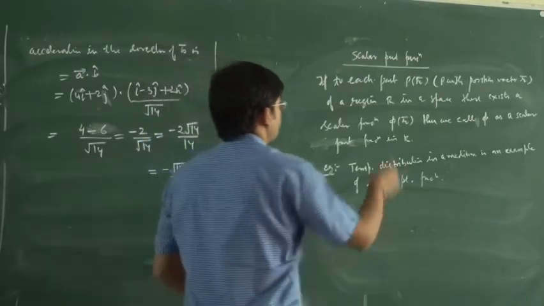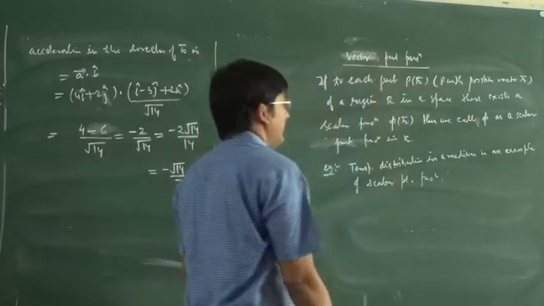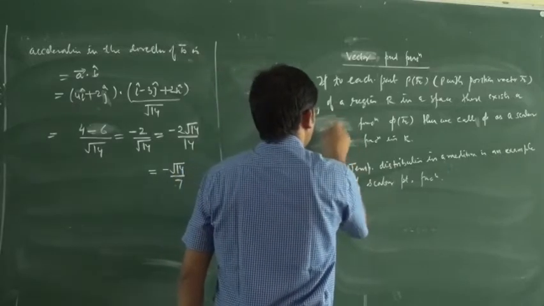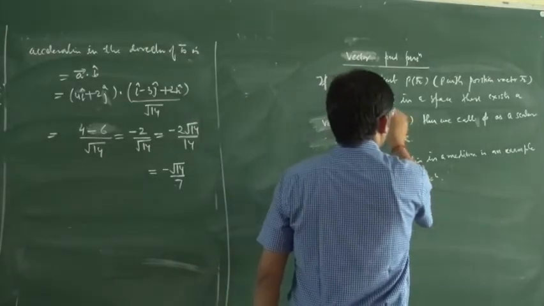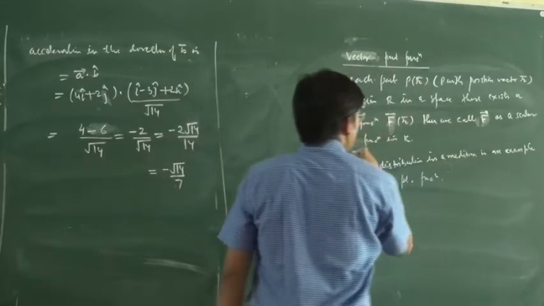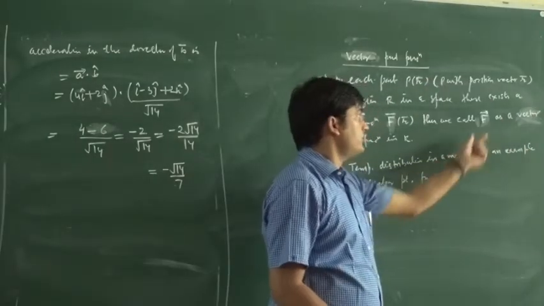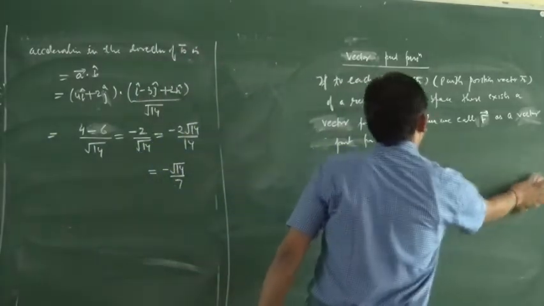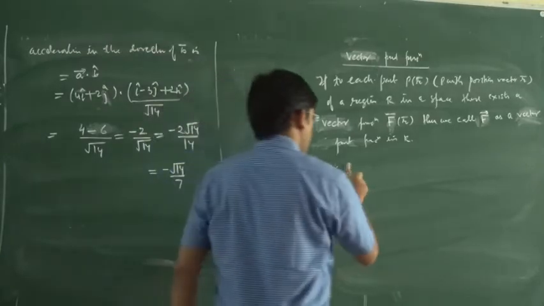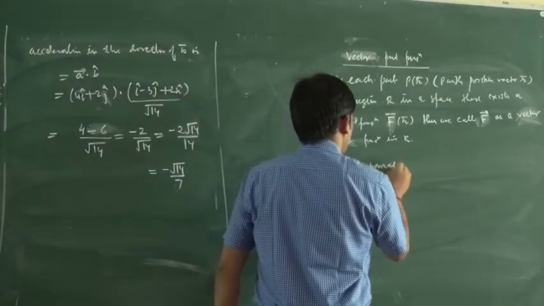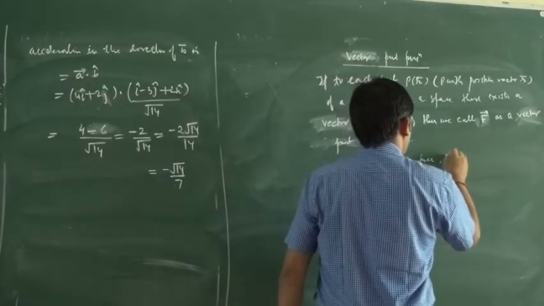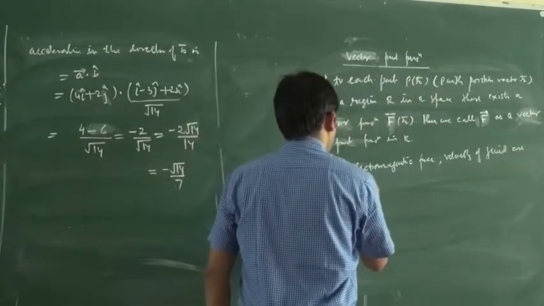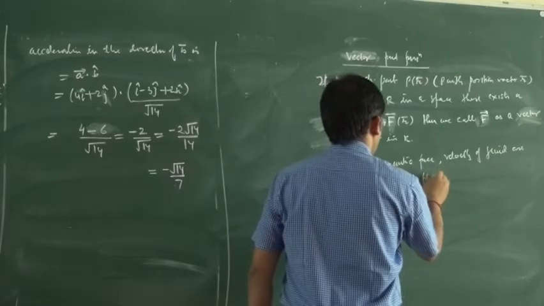Now, vector point function. Again, if to each point P of a region R in a space there exists a vector function f of r, then we call this a vector point function. We call this f a vector function in R. Examples will be force, or velocity of a fluid, or electromagnetic force. The velocity of a fluid is an example of a vector point function.